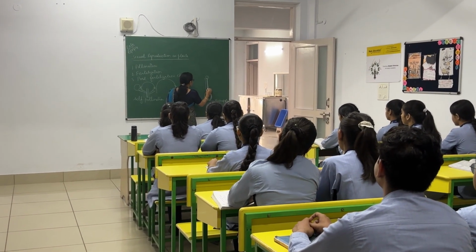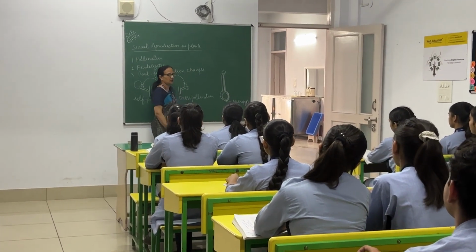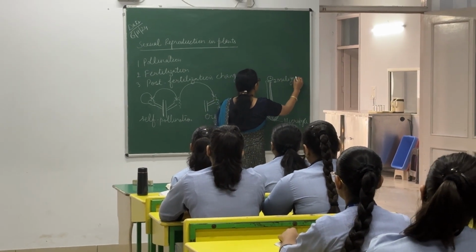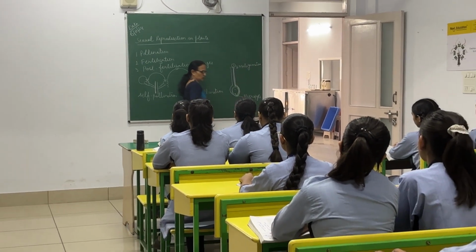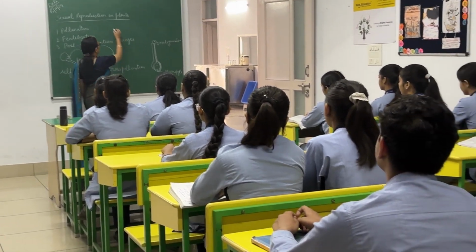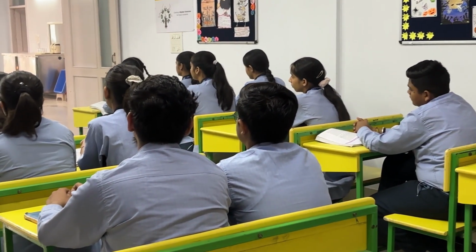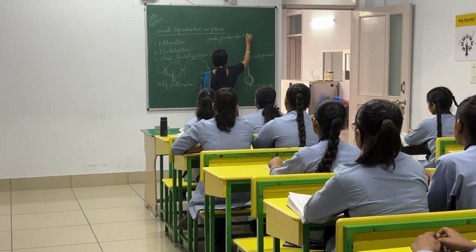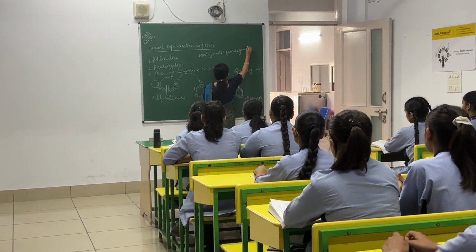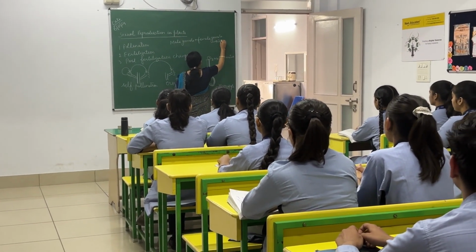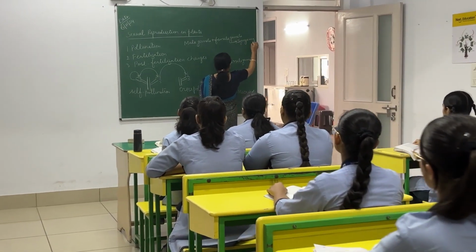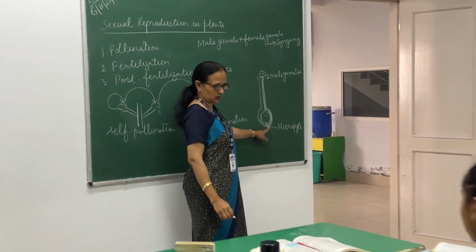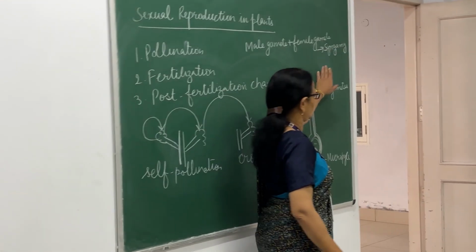The pollen tube contains two nuclei. These are known as the two male gametes. Right? One of the male gametes fuses with the female gamete, and this process is known as syngamy. One of the male gametes fuses with one of the female gametes present in the ovule. This is known as syngamy or fertilization.